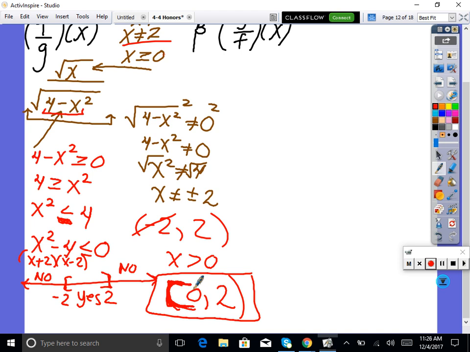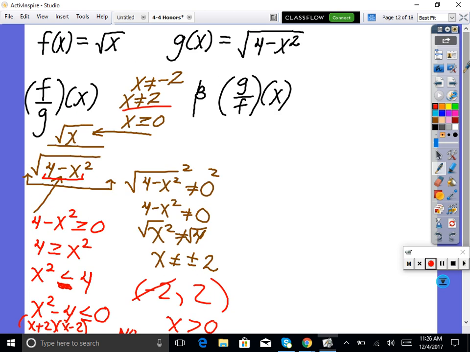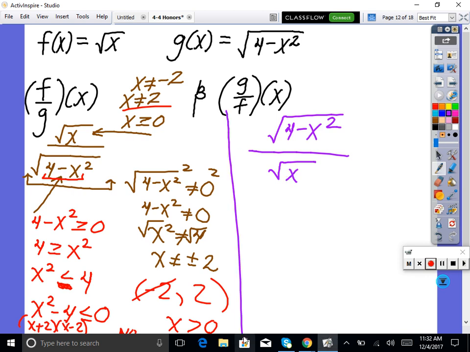So do you see how it's kind of hard because you have to put all of them together? Let's do another one. They get easier with practice. Let's do another one. G divided by f. Now on top we have the square root of 4 minus x squared. And on bottom we have the square root of x. So let's do our restrictions here. They're going to be pretty similar, aren't they?